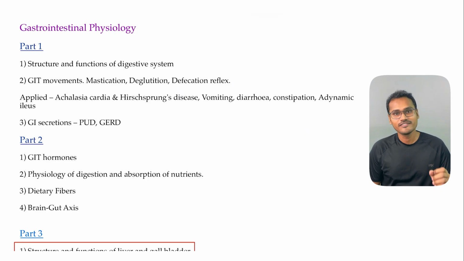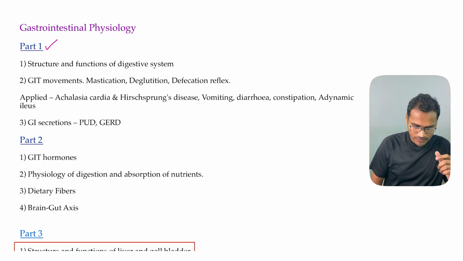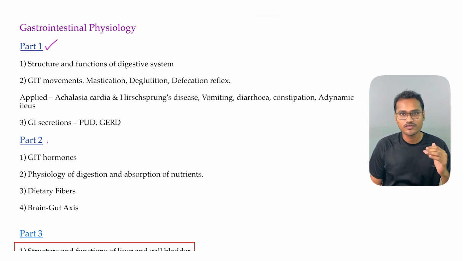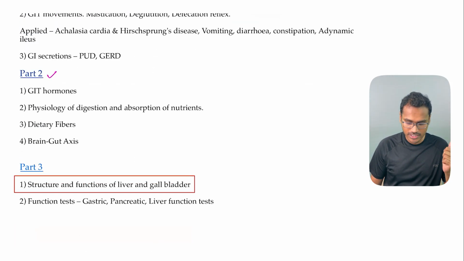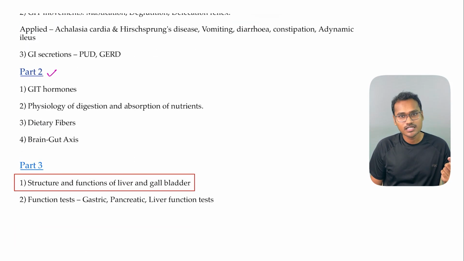Hello dear students, we are discussing our gastrointestinal physiology. In that we have completed part 1, where we discussed the structure and function of the GIT, then GIT movement and secretions. We have completed part 2 also, wherein we discussed the GIT hormones, the digestion and absorption process, and the dietary fibers and brain-gut axis.